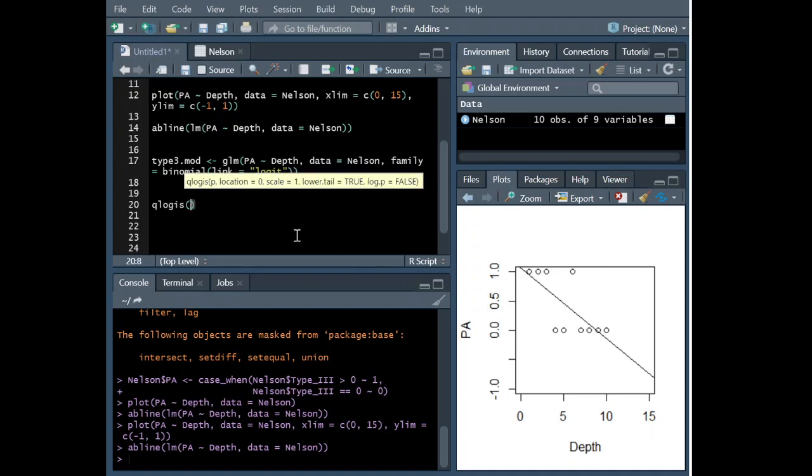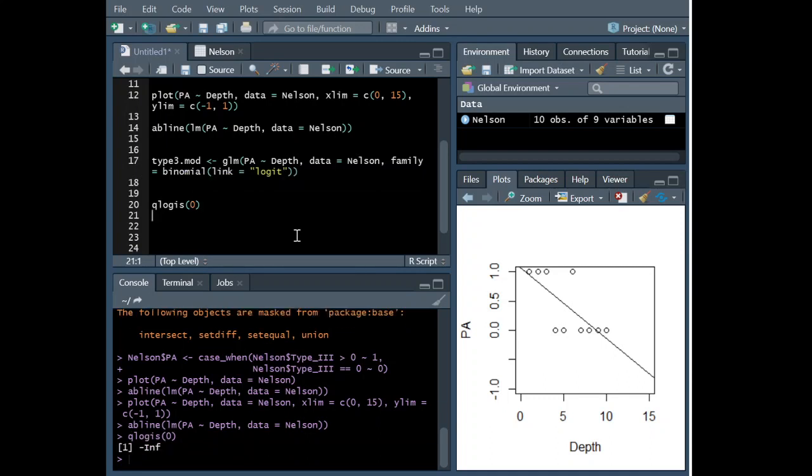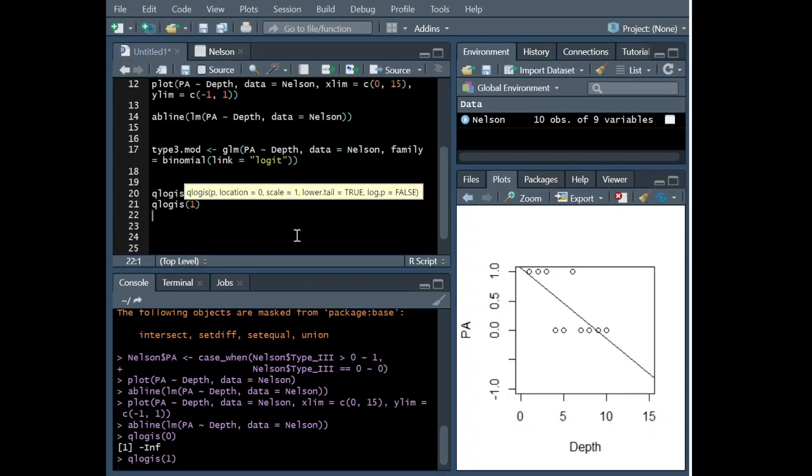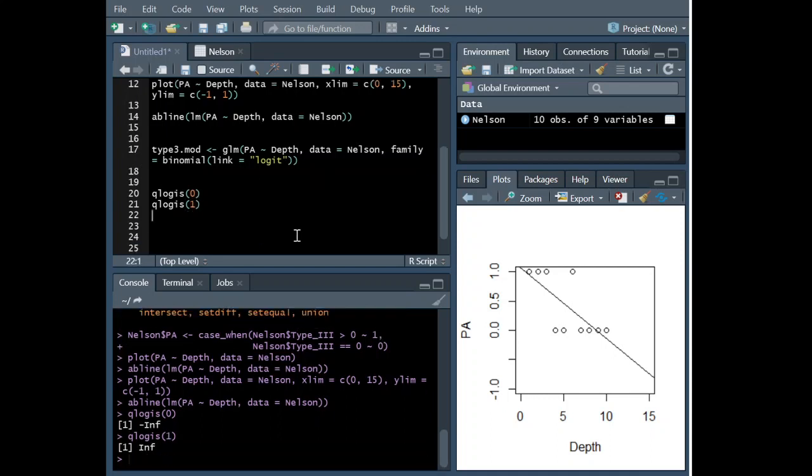Let's pull up the qlogis, which is the logit function of 0. If I run this, we get negative infinity, right? What's the logit then of 1? Positive infinity, right? So a logit function, which in R you can run using qlogis, takes zeros and makes them negative infinity. It takes ones and makes them positive infinity, and it therefore allows our linear model to kind of fit to these data.